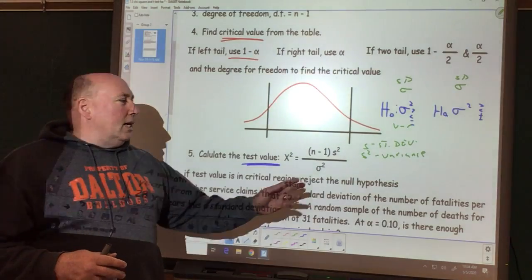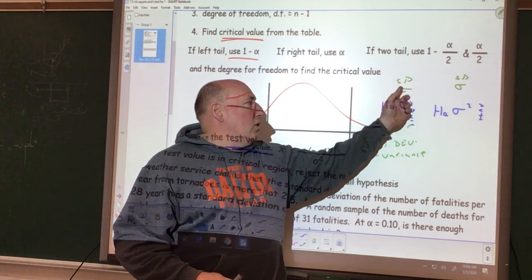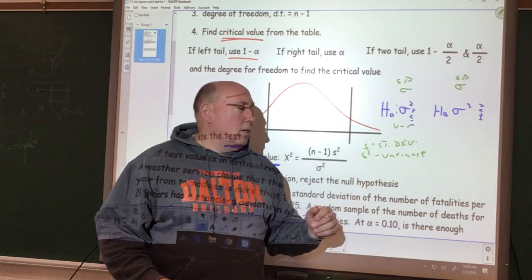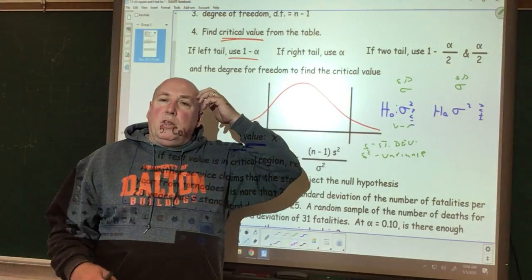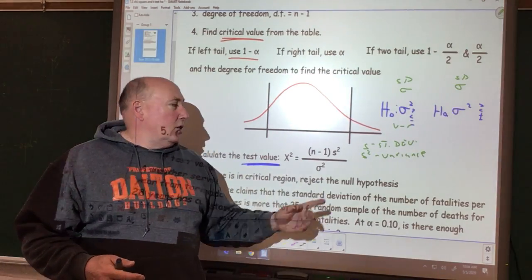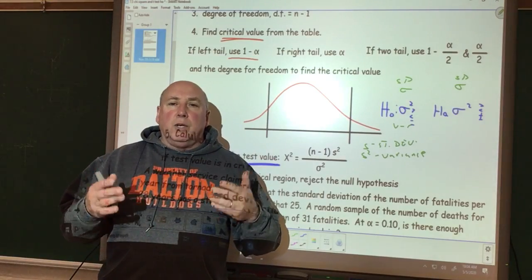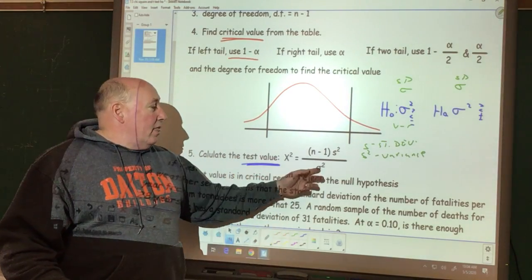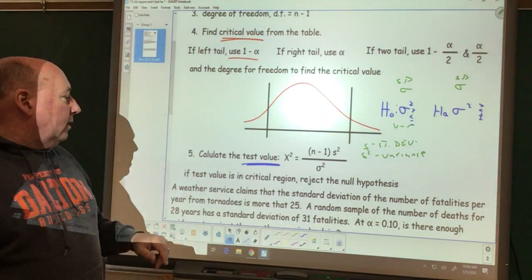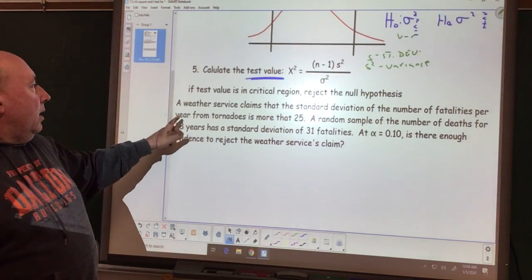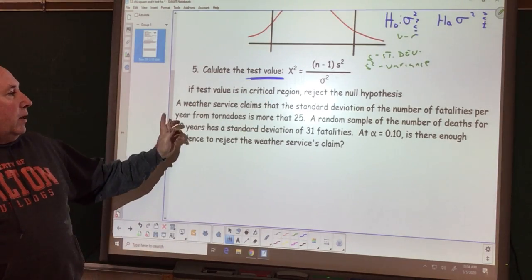If the problem says you're looking at the variance, this is going to be all sigmas. All these are going to be sigma squareds. And this will be sigma squared already, and they'll probably give you the variance within the problem also, so you do not have to square it. But if they give you the standard deviation and want you to test the standard deviation, then you're going to have to square these values. So you have to be able to read the verbiage of the problem. And if the test value is in the critical region, you reject the null hypothesis.